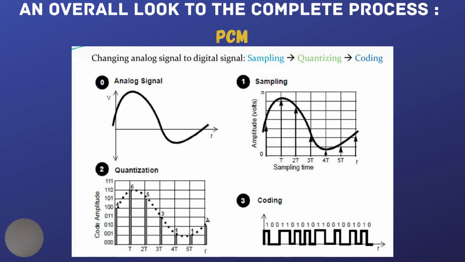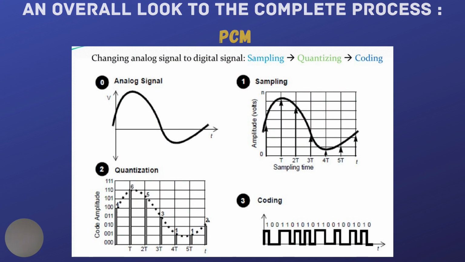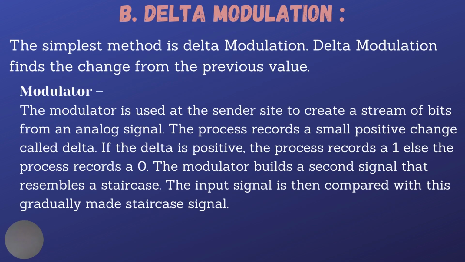The given graph shows an overall look at the complete process of pulse code modulation, which includes sampling, quantization, and encoding. Now, the second method for conversion is delta modulation. Since pulse code modulation is a very complex technique, other techniques have been developed to reduce the complexity of pulse code modulation. The simplest method is delta modulation.